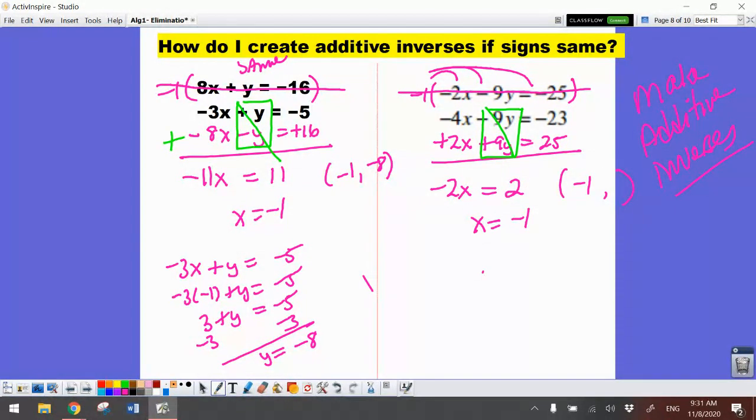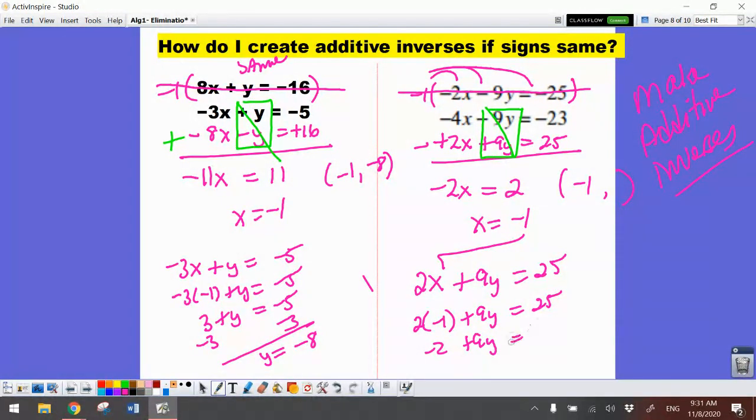And let's substitute back in. So I'm going to go ahead and use this one here where it's positive. So 2x plus 9y equals 25. Drop in my -1. So -2, 9y, 25, subtract my 2, 9y equals 23. So y is 23 over 9. Okay, and the decimal for that would be 2.6. So -1, 2.6.